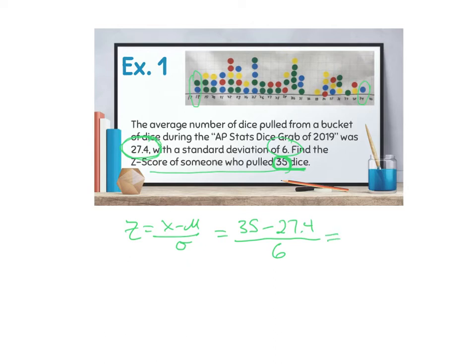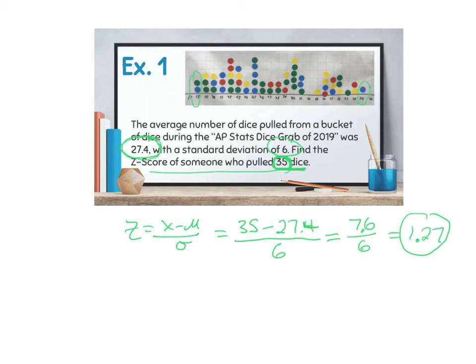Now be careful when you're doing this on your calculator because you got to follow the order of operations. You should do 35 minus 27.4 first. And that gets me 7.6 divided by 6. And then I want to do 7.6 divided by 6. And I get 1.27. So the z-score for 35 dice is 1.27.